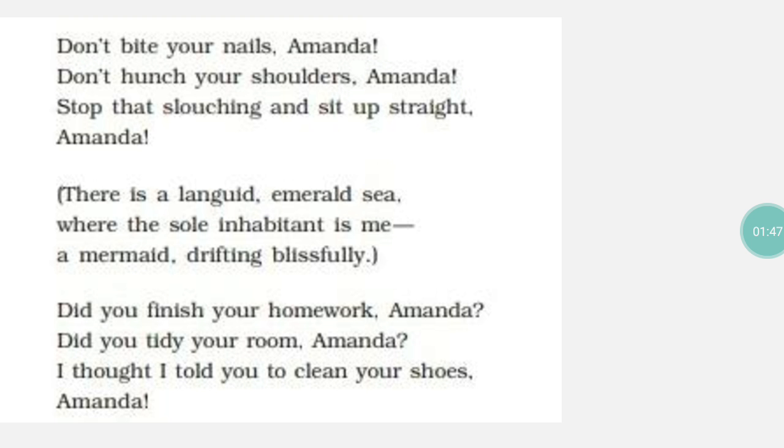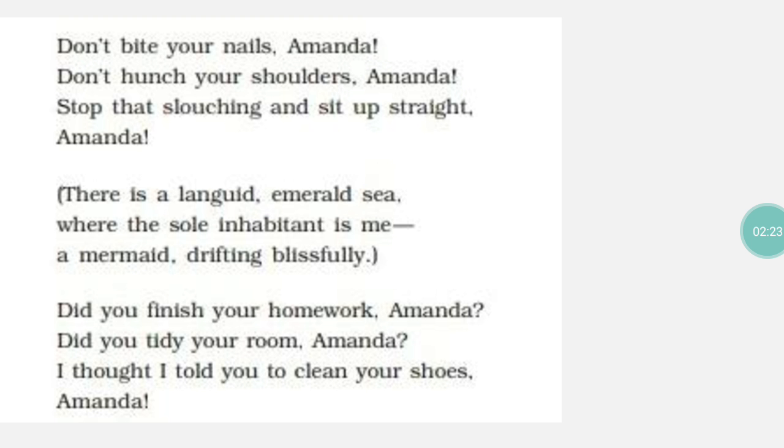There is a languid emerald sea where the sole inhabitant is me, a mermaid drifting blissfully. So underline the last word of the first line, sea. Then again me and blissfully. See, me, blissfully. It consists of 3 rhyming lines each. So there you can mark C. So we can say the rhyme scheme of the poem is A, B, A, C.